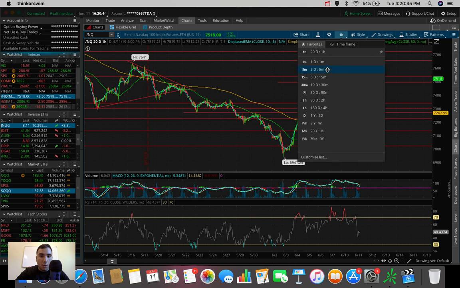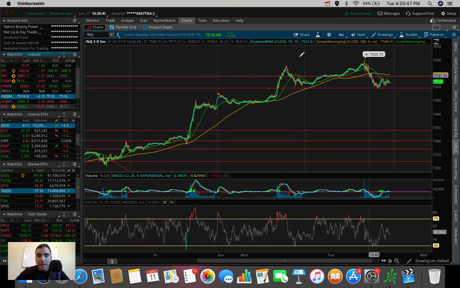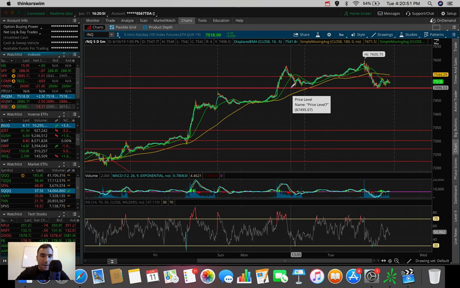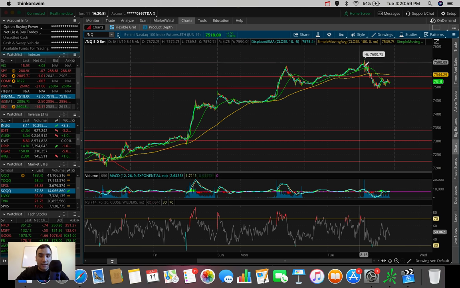the NASDAQ. So going a bit closer, 5 day, 5 minute, you can see we're holding very nicely the support at about $7,500. We held that on the 10th of June, which was yesterday, and today we ended up holding it again as the NASDAQ started to sell off from that gap up that we saw this morning. So that's a pretty good sign that we are holding that level of support.